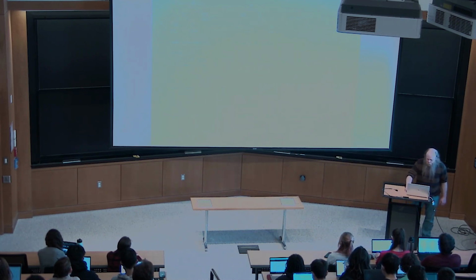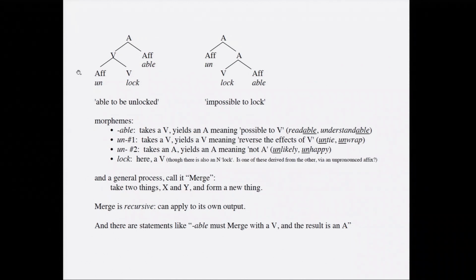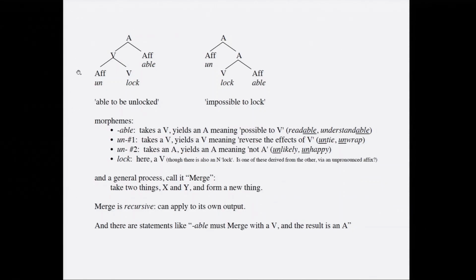So first, some review. Last time we were doing unlockable, and I was trying to convince you that it's useful to think of words, at least some words, as consisting of multiple parts. We're calling these parts morphemes. And there's this process of combining morphemes. We called it merge, where you take two things, not necessarily two morphemes, and you put them together and you make a new thing.